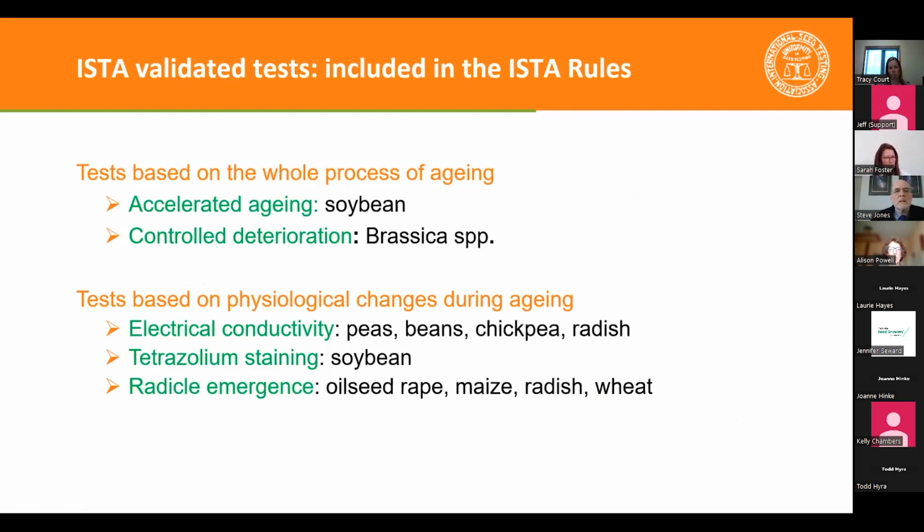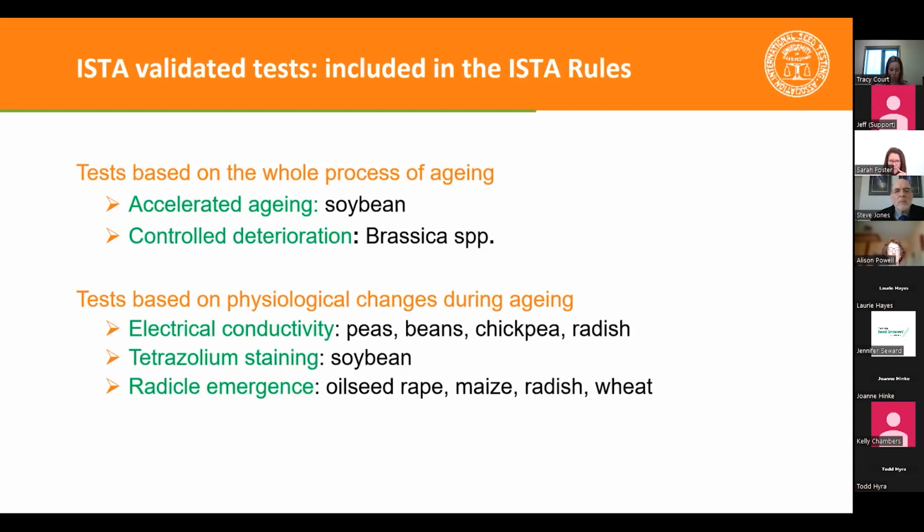The validated ISTA test methods in the rules at the moment are based on either aging the seed or the whole process of aging, or based on physiological changes in the seed during aging. Because high vigor and low vigor that we talk about are linked to the aging process within seeds. So accelerated aging in the ISTA methods, with its details of the precise temperatures and durations and moisture content that need to be used, is there for soybean.